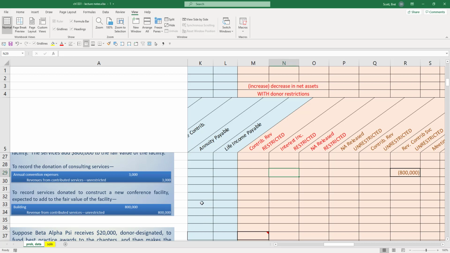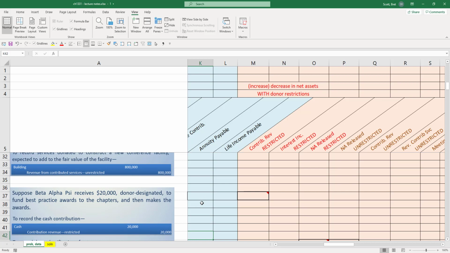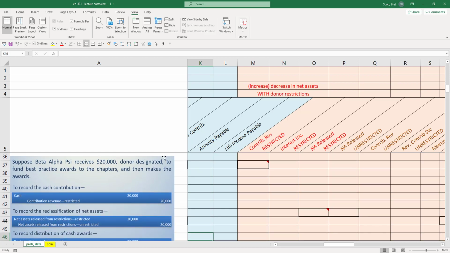What if the donation has a little bit more of a nuance to it? I like to use the word nuance, as some of you have pointed out. So suppose Beta Alpha Psi receives a $20,000 donor-designated donation to the fund for Best Practice Awards to the chapters. Okay, what does that mean? You're giving us money? Fair enough.